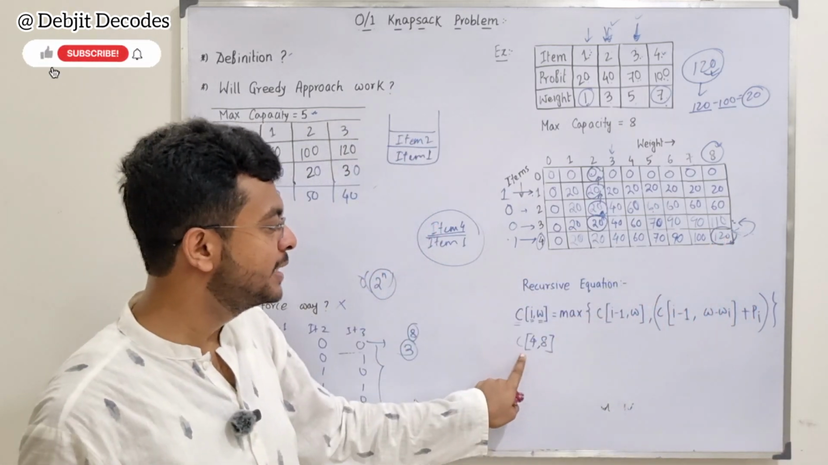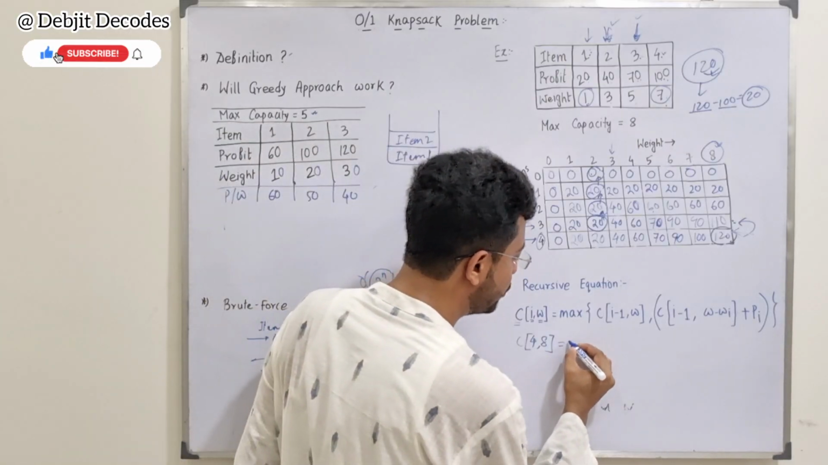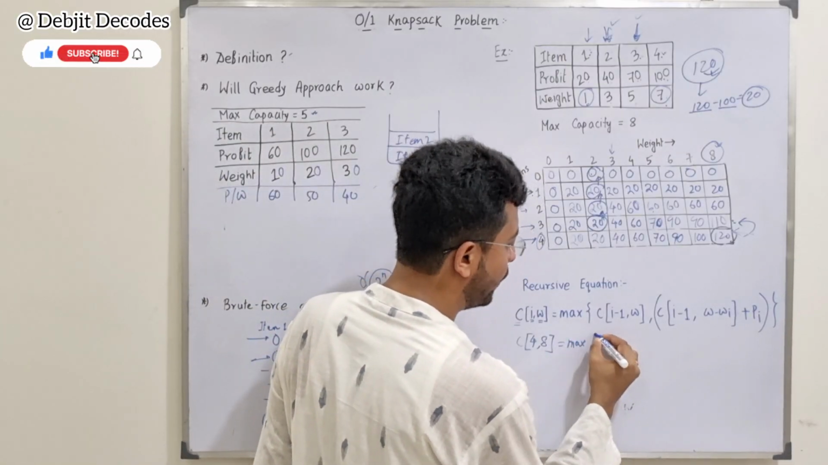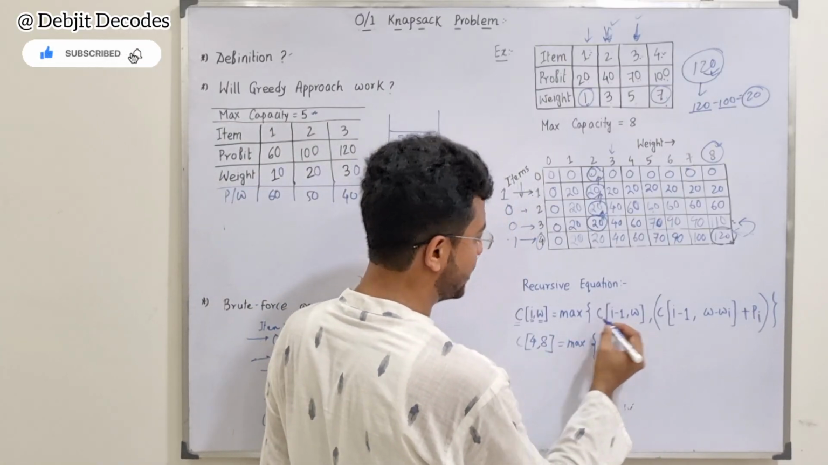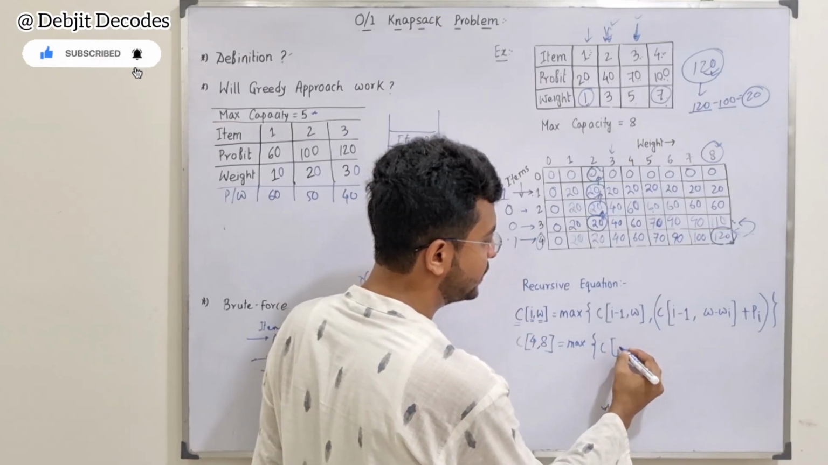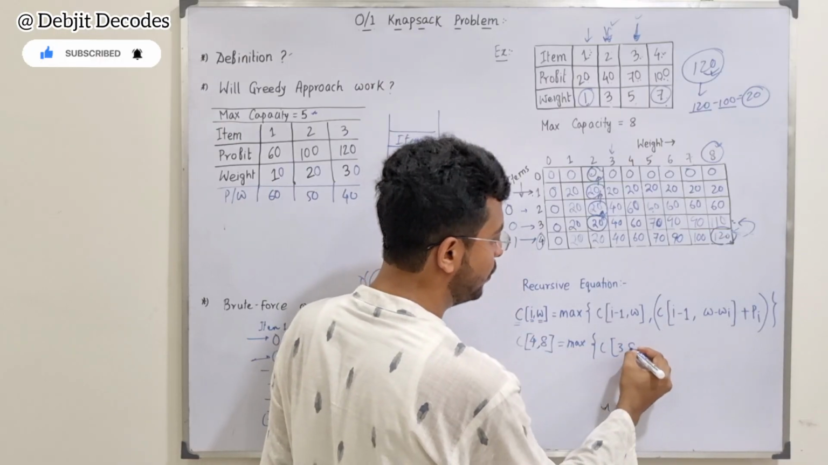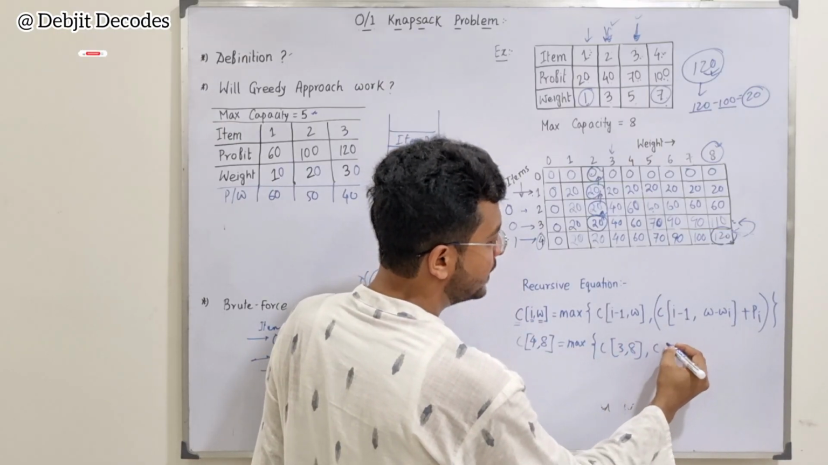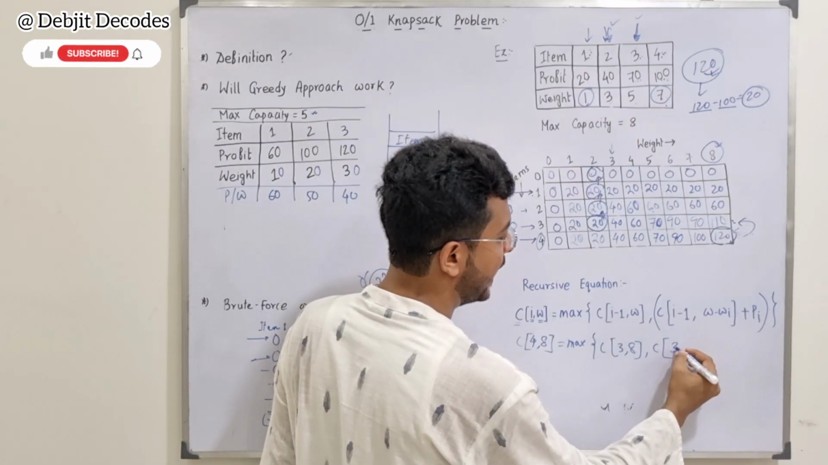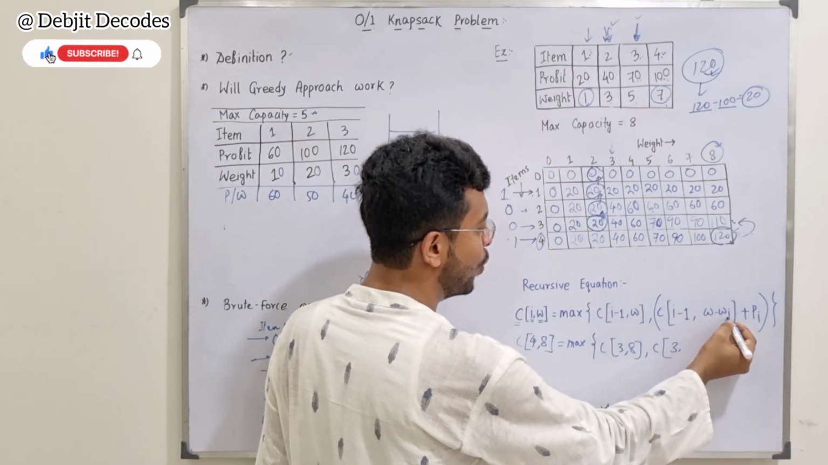I am coming to that. So C of 4 comma 8 is equal to max of C of i minus 1. What is i? 4. So that is 3 comma W. What is W? 8. Comma C of i minus 1, again 3, comma W minus Wi.